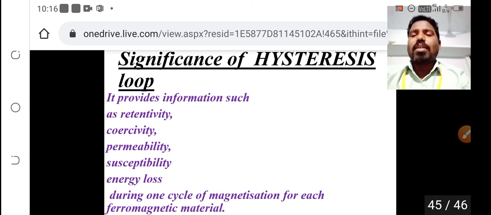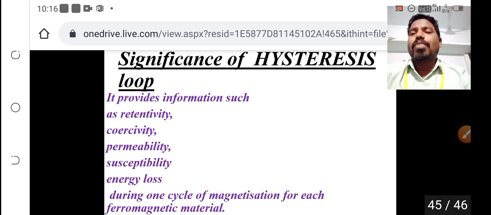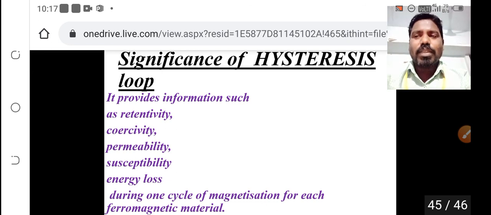What is the significance of the hysteresis loop? It provides information such as retentivity, coercivity, permeability, susceptibility, and energy loss. So these are the pieces of information available from the hysteresis loop.